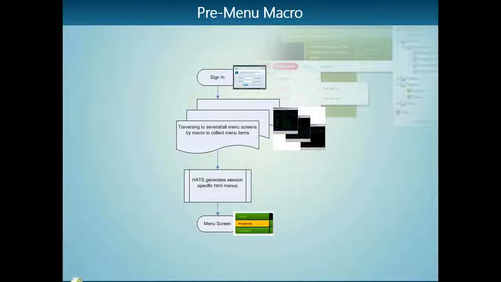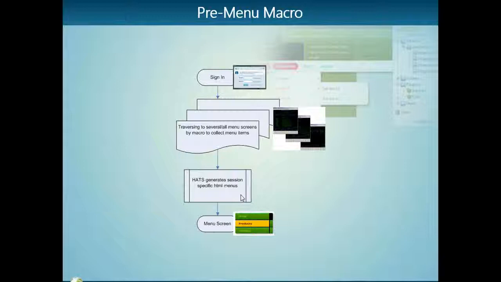Based on the nature of macros used in HATS for menus, they can be divided in two segments, pre-menu macro and post-menu macro. Here you can see a pre-menu macro, which is described here in the diagram. It is used to collect menu options data from several screens before HATS can use it to generate a modern styled menu by JavaScript or by any other means.